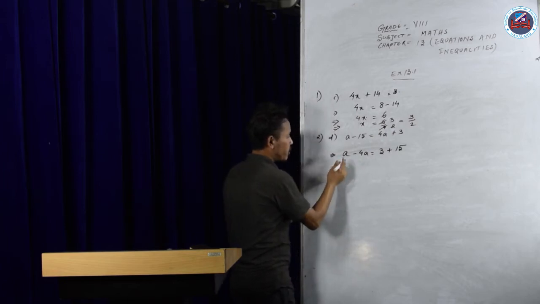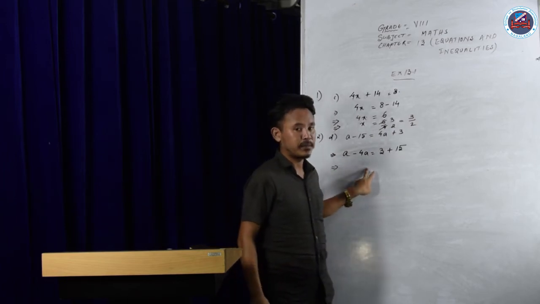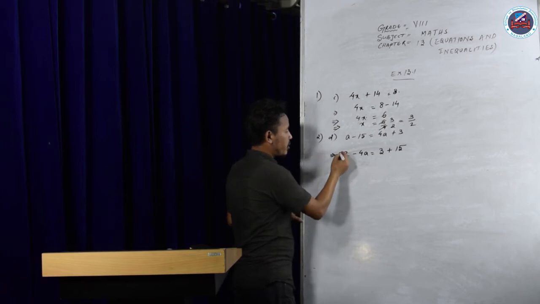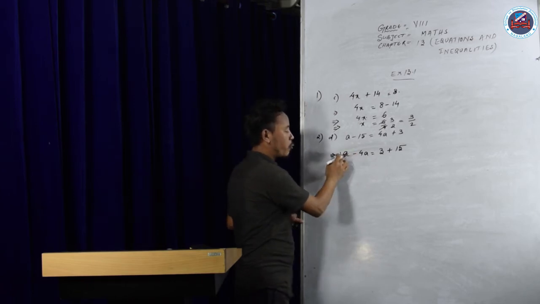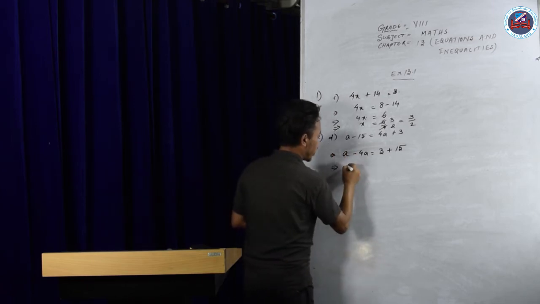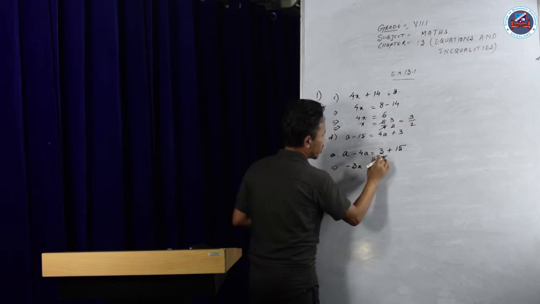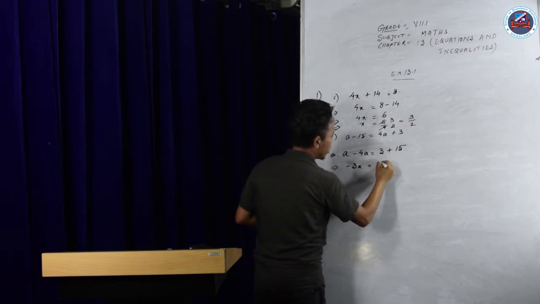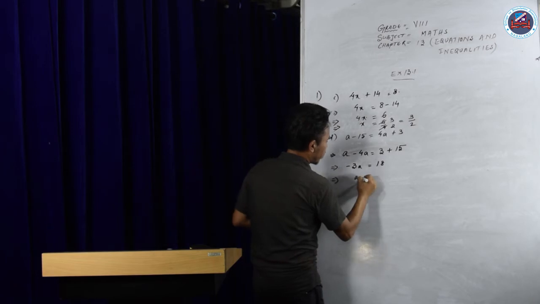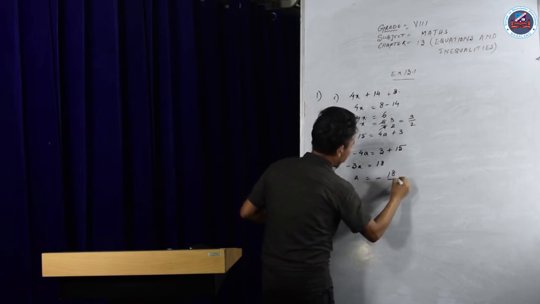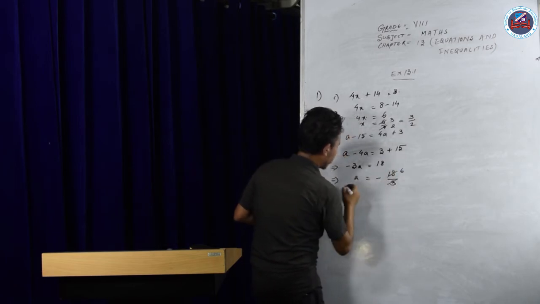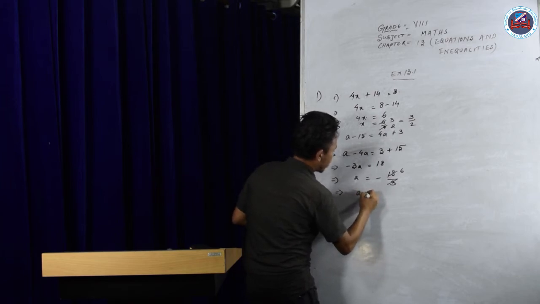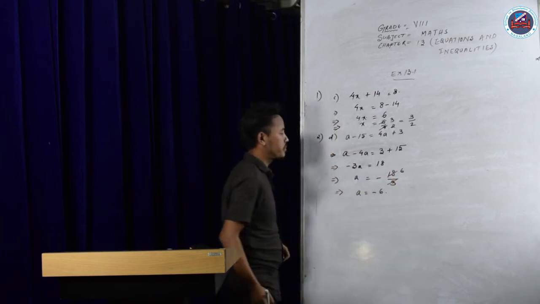Clear? So here we have a minus 4a. That means here we have 1, here we have minus 4. 1 minus 4, we get minus 3a. So 3 plus 15, I get 18. So a equals minus 18 by 3. So the value of a I get as minus 6.